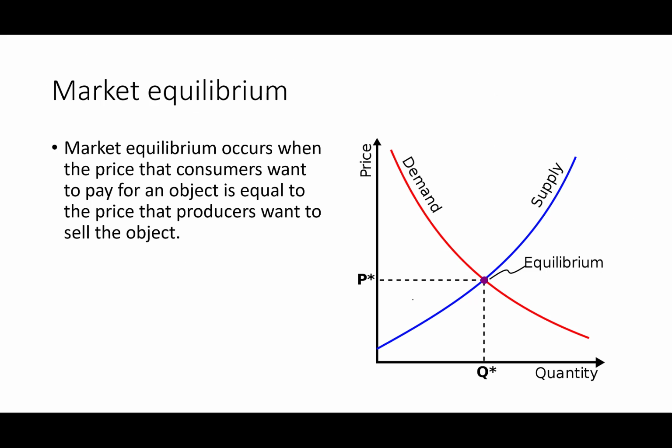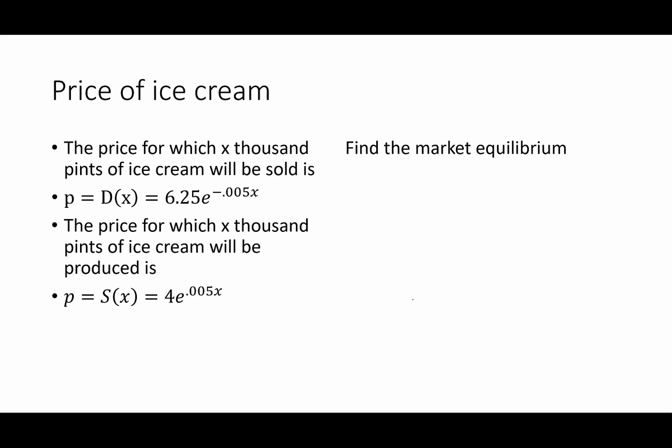Market equilibrium occurs when the price that consumers want to pay for an object is equal to the price that producers want to sell the object. So what we find in this particular instance is that the price and the quantity are the same for both the supply and the demand functions. We can find the market equilibrium by setting the demand function equal to the supply function.